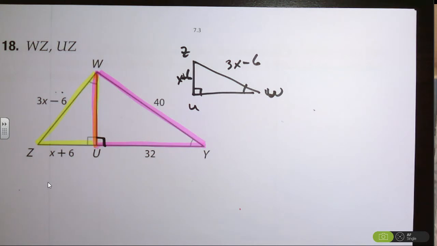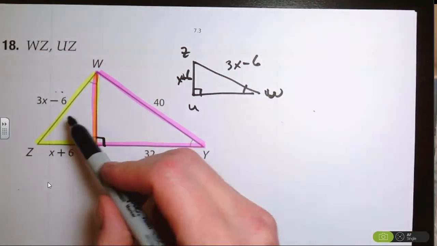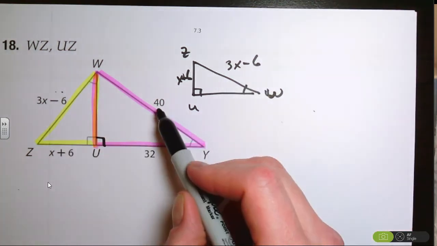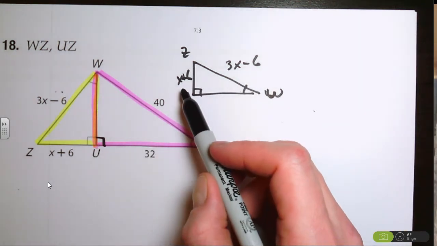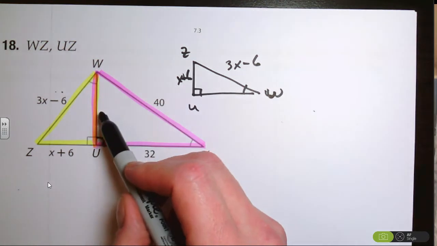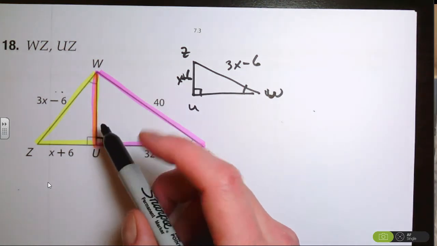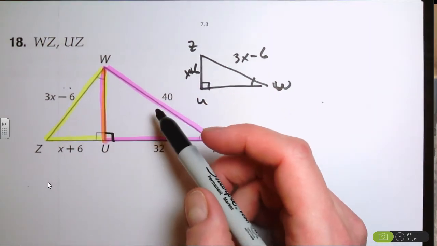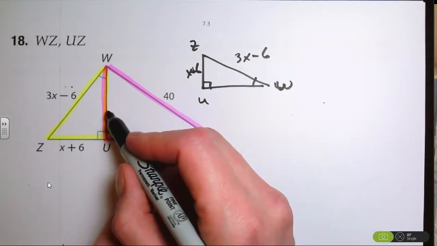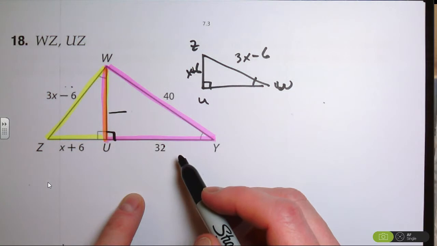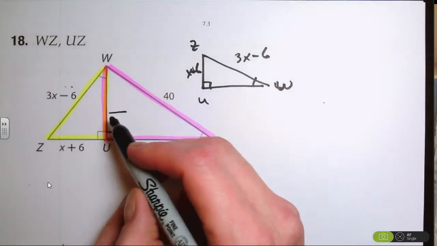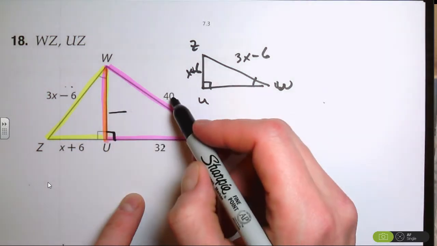Okay, so now we get to have the fun of trying to say, okay, well, I can see 3x minus 6 corresponds to 40. Hypotenuse, hypotenuse. X plus 6 doesn't correspond to anything. I don't know this side. So here's the second tricky part about this one. I have to find the missing side length here doing the Pythagorean theorem. Okay. So I have to do x squared plus 32 squared equals 40 squared.